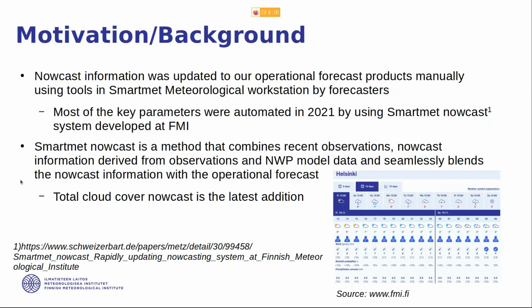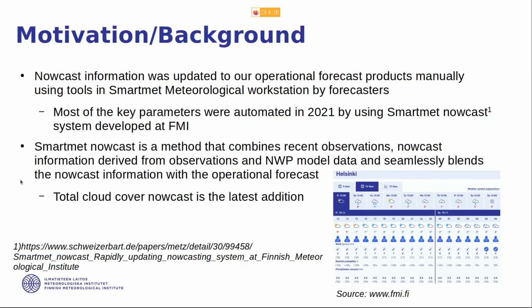It's a known fact that we can improve the quality of the numerical weather prediction models nowcast information by combining observations in the beginning of the data, and this is what the SmartMet nowcast system is doing. So it can use different information sources, for example, recent observations, nowcast information derived from observations and numerical weather prediction nowcast model data, and then seamlessly blend this nowcast information with the operational forecast, and then it's easily used in our end production.